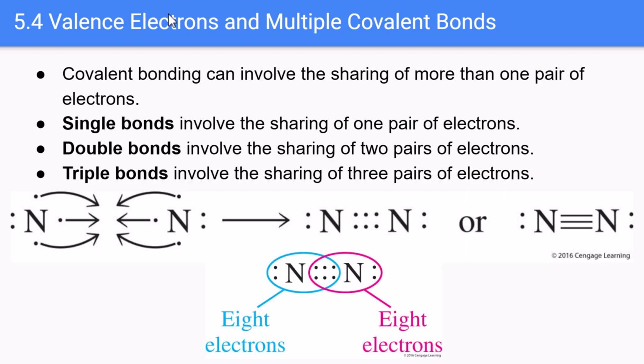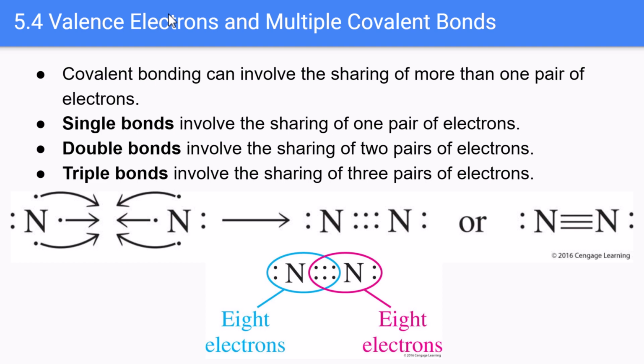Now, as we mentioned before, covalent bonding involves the sharing of electrons, and it can involve the sharing of more than one pair of electrons. We refer to these types of bonds as single, double, or triple bonds. Single bonds involve the sharing of a single pair of electrons. Double bonds involve the sharing of 2 pairs of electrons, and triple bonds involve the sharing of 3 pairs of electrons.